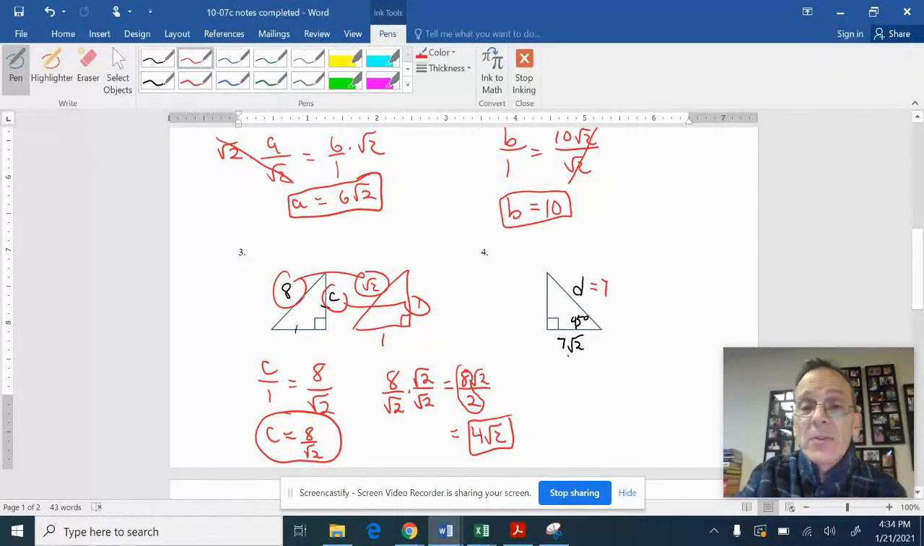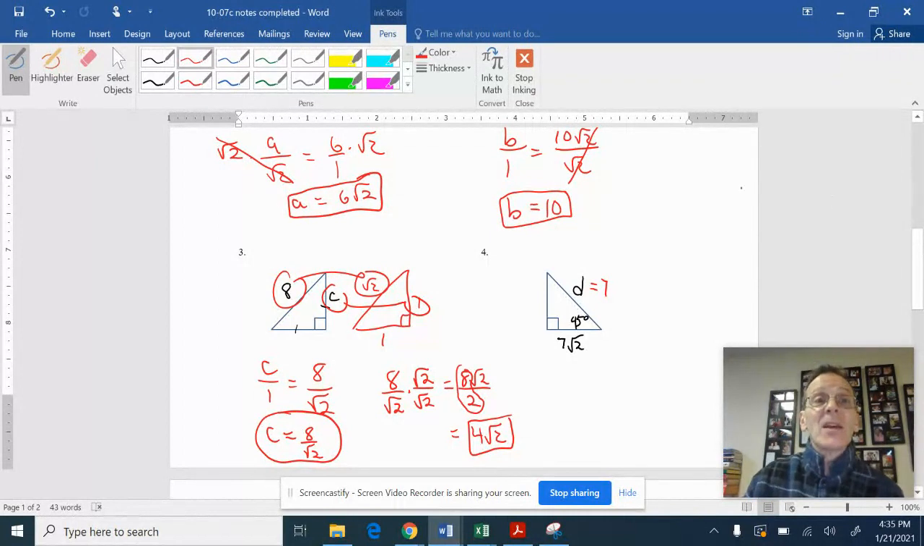So if I got a 7 radical 2 here, that's got to be a 7. But again, let's see why that can't possibly be right. 7 times the square root of 2 is about 9.8. If you write that the hypotenuse of this triangle is 7, which is less than 9.8, that makes no sense at all. Okay. So what should D be?